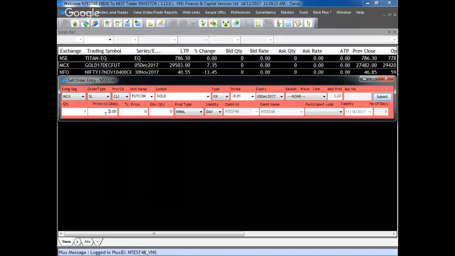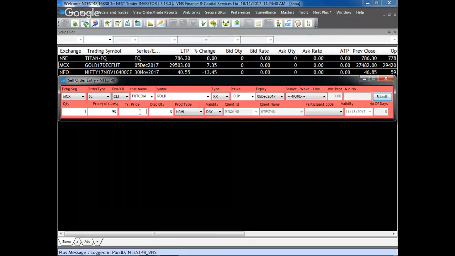Here again you have to enter two prices. One will be your actual stop loss and one will be your actual trigger price. So for example, you have bought a particular script at rupees 100 and you wish to sell it at rupees, say, 90. So here you have to enter your stop loss as 90. To trigger this price, you have to enter a trigger price.